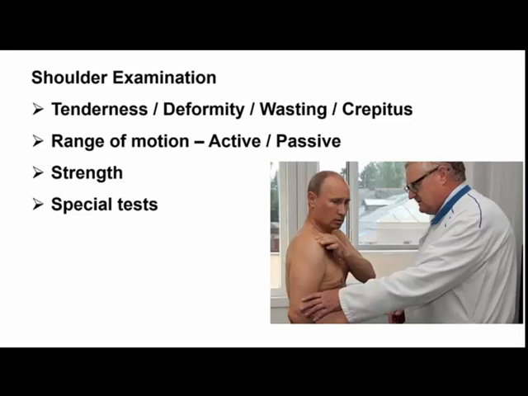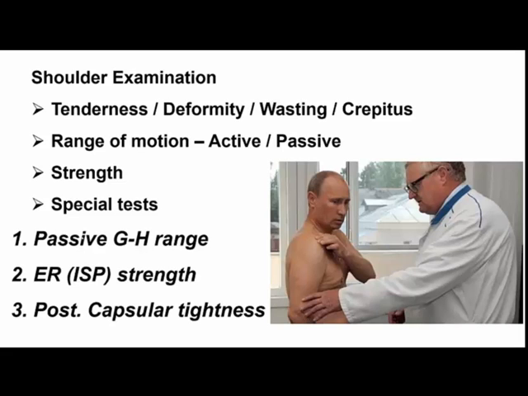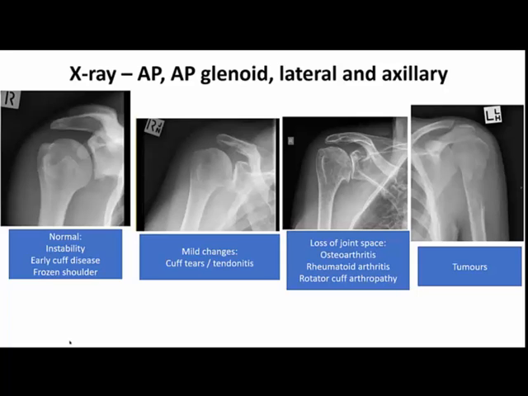We've got strength is important and also special tests, and I think there are three particularly important things to look at: passive range of motion, the strength in particular of the rotator cuff and the external rotators, and also posterior capsular tightness is important. I think the next important process really is to get an X-ray.